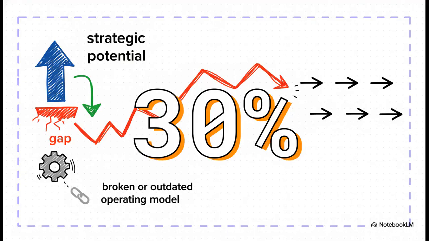And look, this isn't just some philosophical idea. We're talking about real-world impact. McKinsey's found a staggering 30% gap between a company's strategic potential and the actual results it delivers. Just think about that for a second. That's almost a third of a company's potential just gone. And a huge reason for that is a broken or outdated operating model. It really is like trying to run the latest, greatest app on a phone from 10 years ago. It's all this invisible friction just slowing everything down.